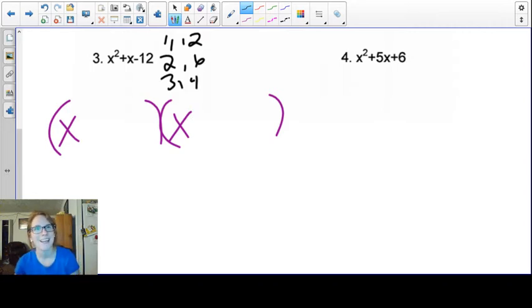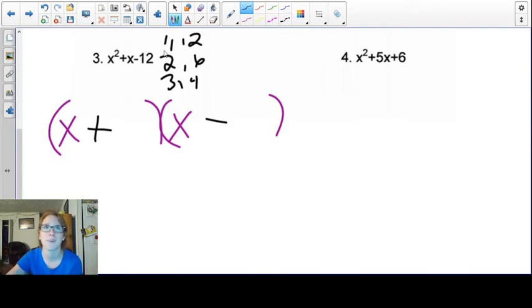Alrighty. Now, what about my signs? Well, I have a negative. Wait a minute, how do I multiply to a negative? 1 negative, 1 positive. It's the only way. So I've got a plus and a minus. Now, if I'm going to add to this middle number of a positive 1, I want my numbers to be really close together because this minus this should give me 1, or the negative version plus this should give me 1.